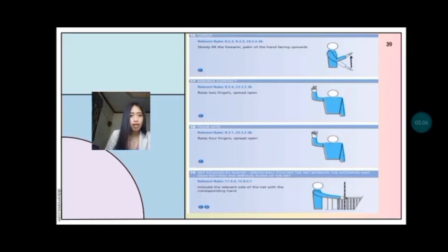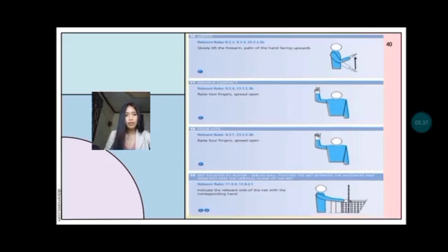Next one is the net touch by the player. Served ball touches the net between the antennae and does not pass the vertical plane of the net. When the player's action causes the player to contact the net during play, whether accidentally or not, it constitutes a fault or net violation. Indicate the relevant side of the net with the corresponding hand.